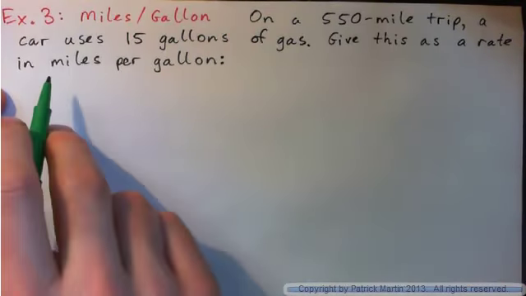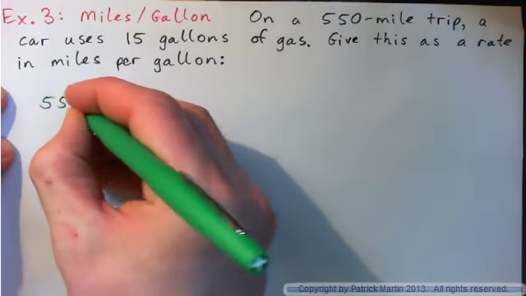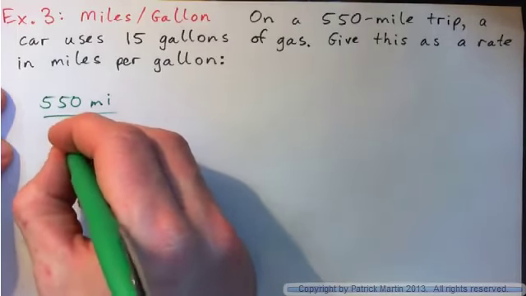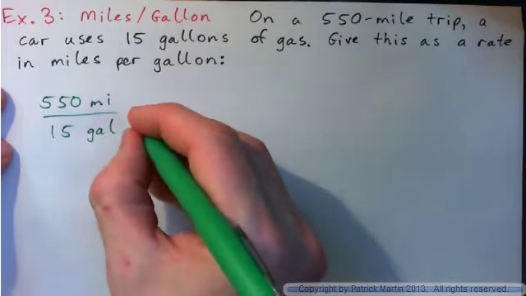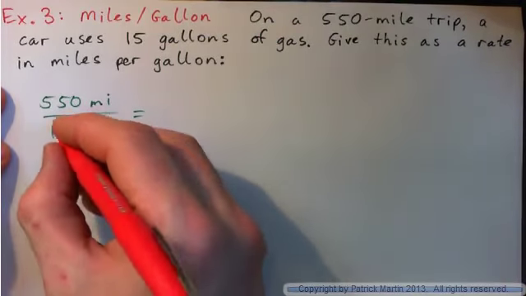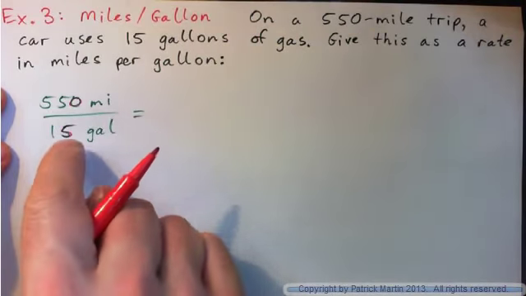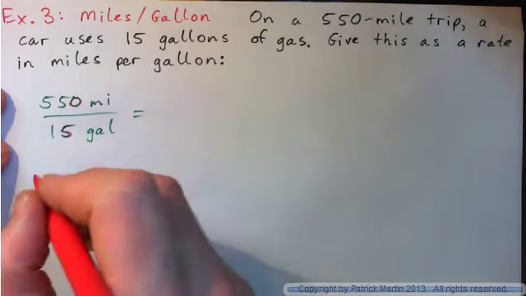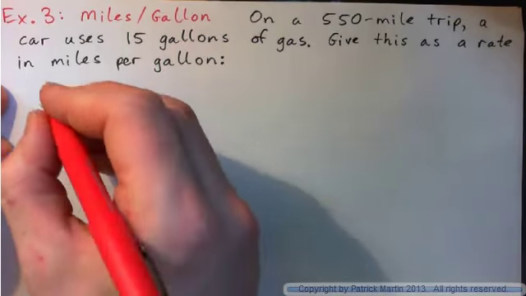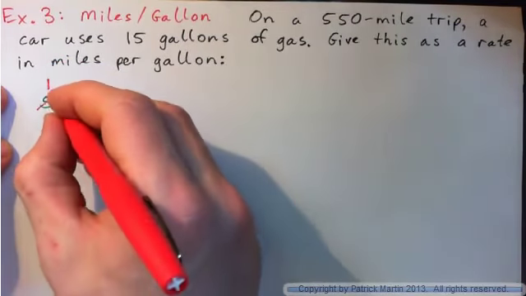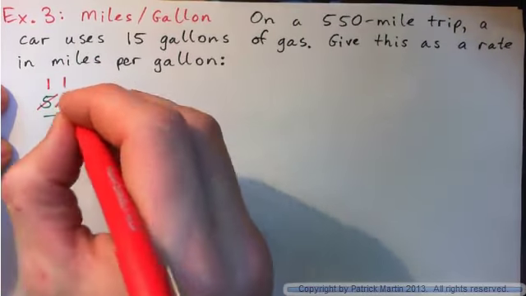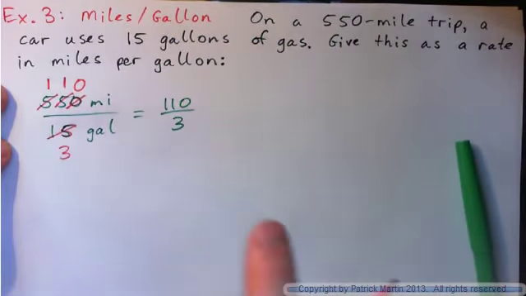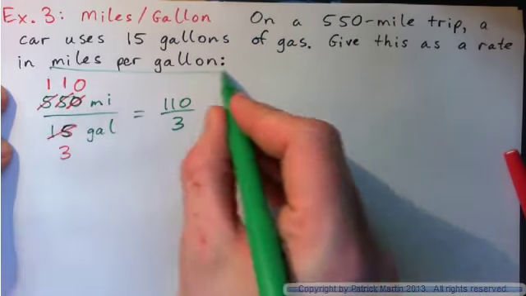3, 2, 1, okay. We've got 550 miles over 15 gallons, and I've got to put that in lowest terms. This number ends in a 5, this number ends in a 0. They're both multiples of 5. So 5 into 15 goes 3 times, 5 into 55 goes 11 times, 5 into 0 goes 0 times. So I've got 110 over 3. I won't bother with the words. I know it's miles per gallon.